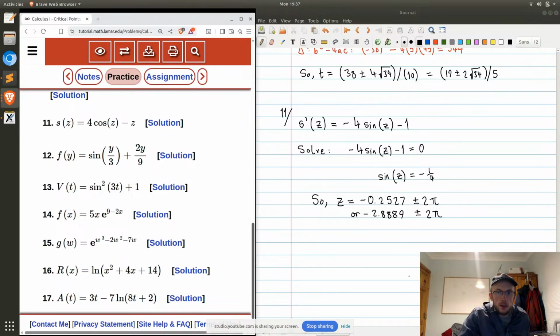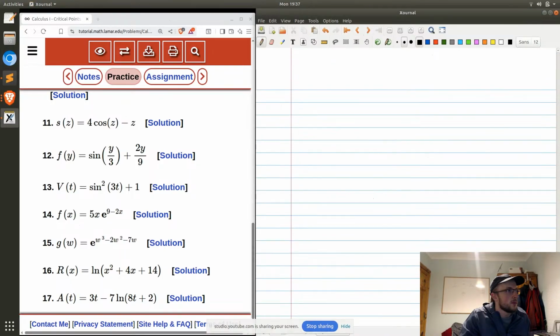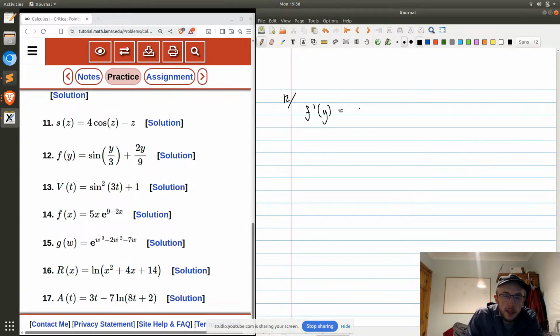Problem 12. F of y equals sine of y over 3, all plus 2y over 9. We have to find the critical points. So we'll just immediately get to computing f prime of y.